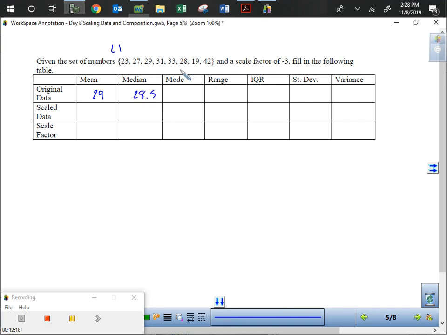Mode, we look up at our list and decide if there's a number that appears more than once. Looks like that's not happening for us, so we don't have one.